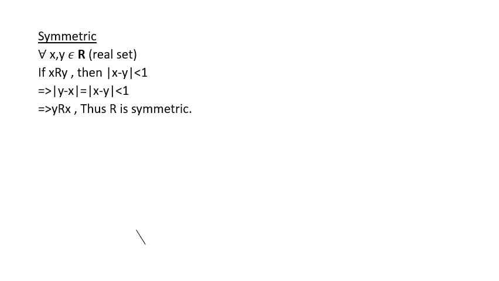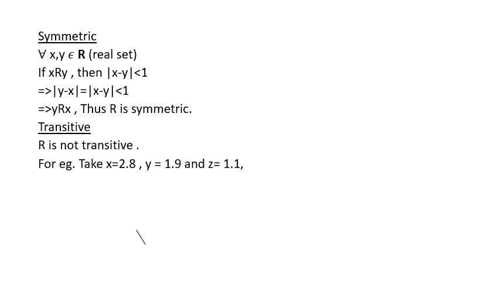Okay, for the generalization we are taking the elements x and y. So we know that, definitely we know that modulus x minus y can be written as modulus y minus x, which is also less than 1. That is how we wrote here y is related to x. Thus R is symmetric. And what about transitivity? R is not transitive. Why?